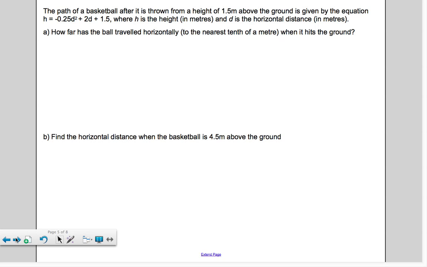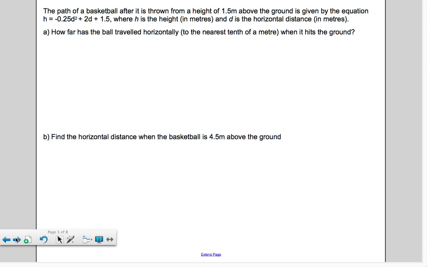The path of a basketball after it's thrown from a height of 1.5 meters above the ground is given by this equation. h is equal to negative 0.25 d squared plus 2d plus 1.5, where h is the height in meters and d is the horizontal distance in meters away from the shooter. How far has the ball traveled horizontally to the nearest tenth of a meter when it hits the ground?